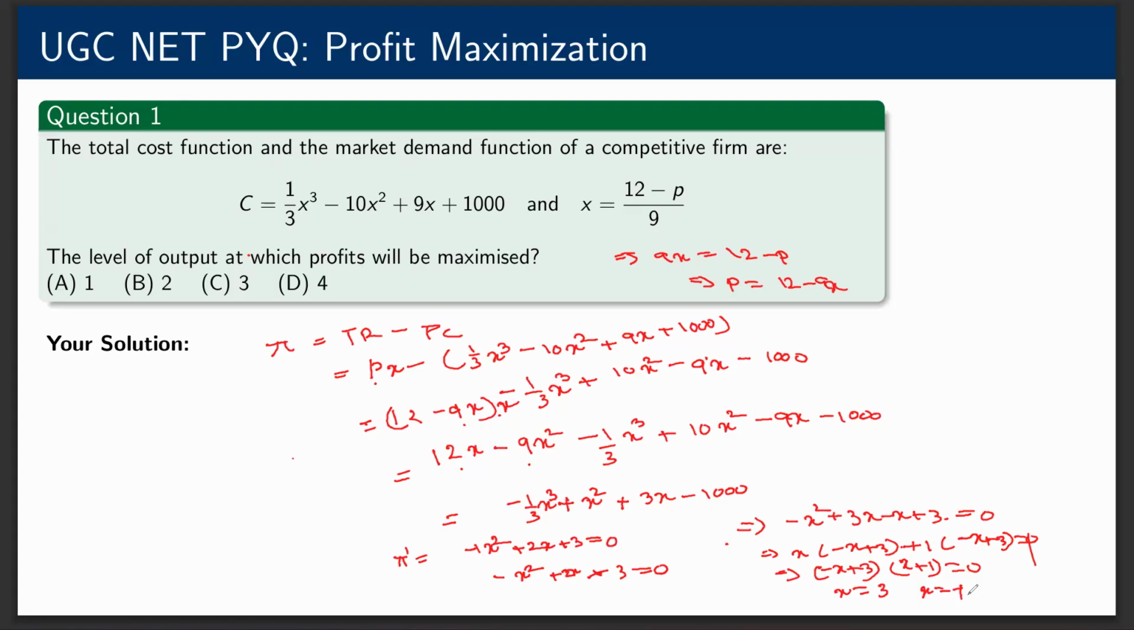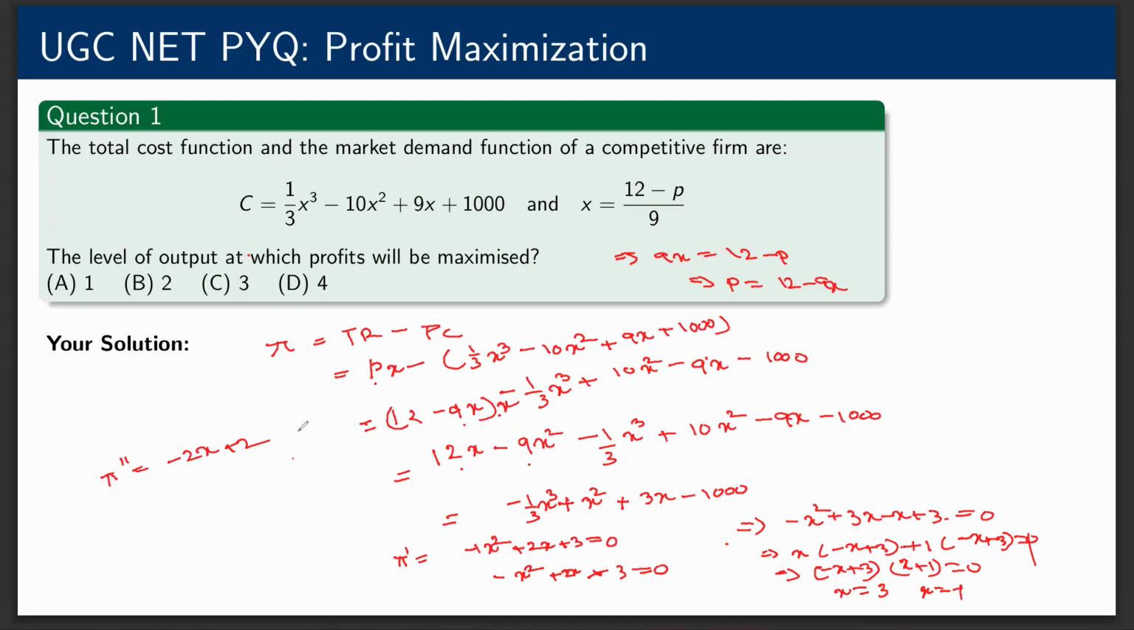At what value of x is the second order condition for maximum satisfied? That means find the second order derivative. The second order derivative, phi double dash, will be minus 2x plus 2. At x equal to minus 1, it is plus 2 plus 2, which is 4. It is positive, so at x equal to minus 1 the profit cannot be maximized.